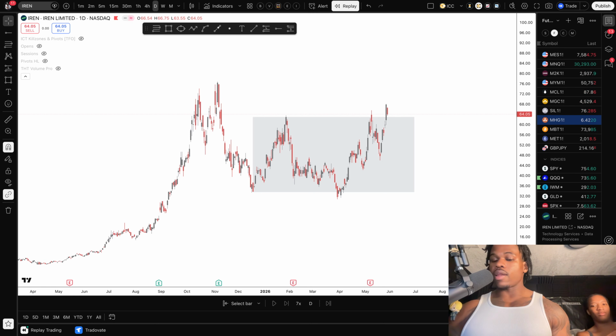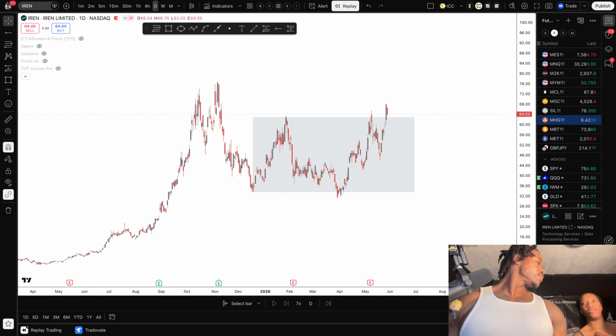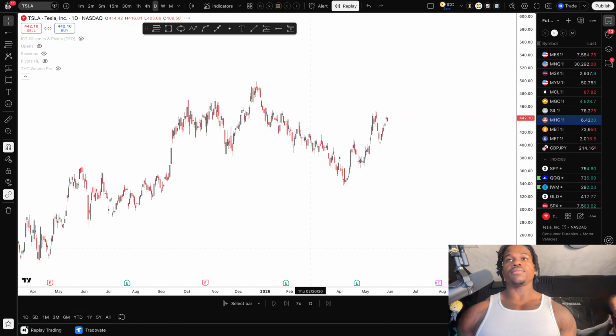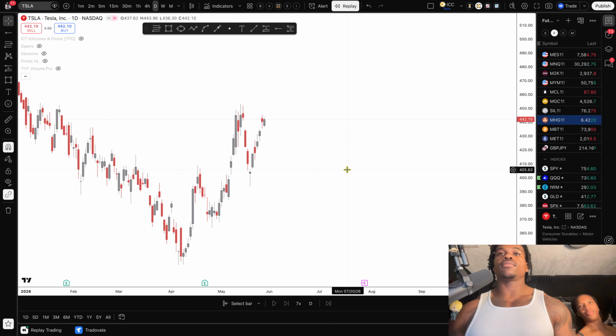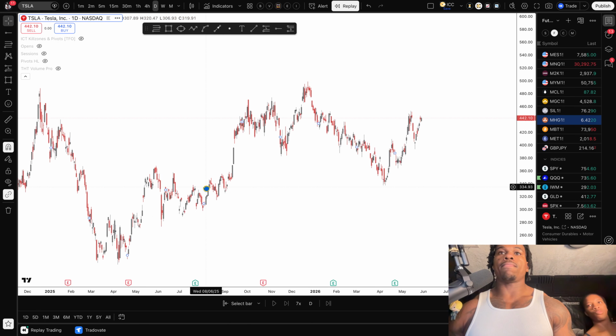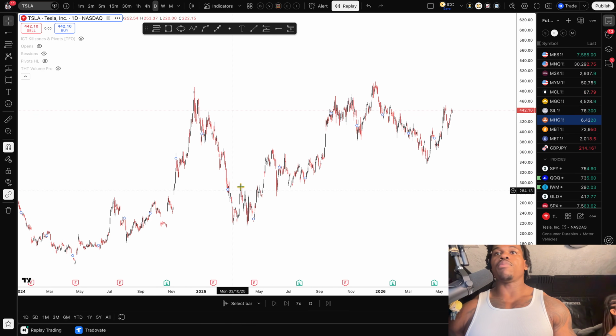You feel me? Name a stock. Tesla. Let's do Tesla. Let's chart it up. Tesla, higher time frame, has been bullish this entire time.